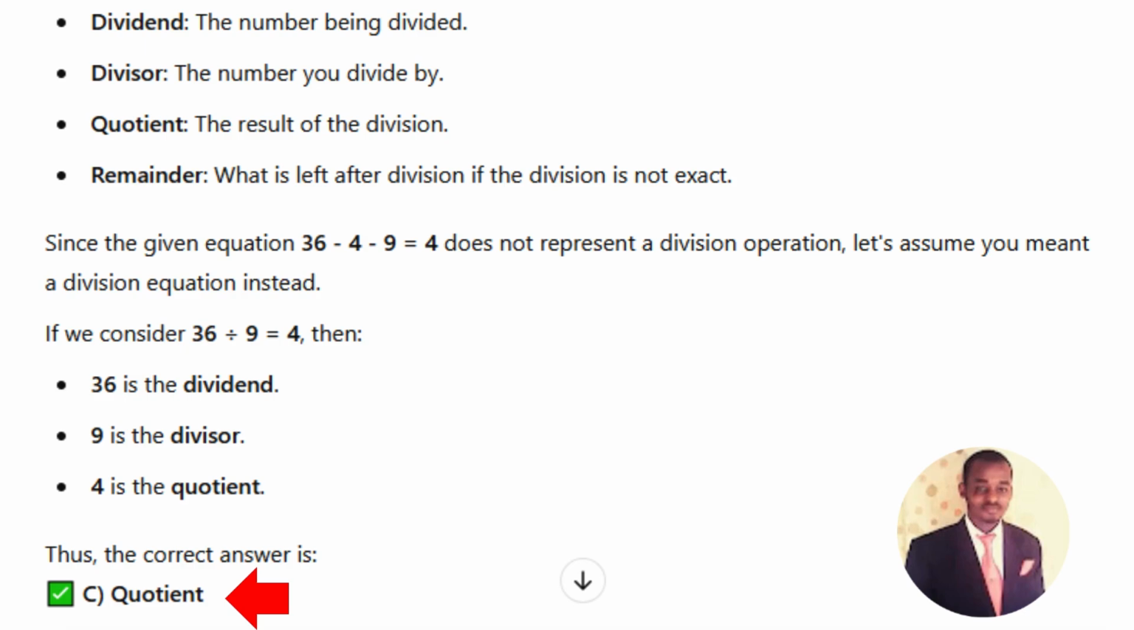Since the given equation does not represent a division operation, let's assume that you meant a division equation instead. If we consider 36 divided by 9 equals 4, then 36 is the dividend, 9 is the divisor, 4 is the quotient. So the correct answer for this is quotient, because 4 is the result of the division.